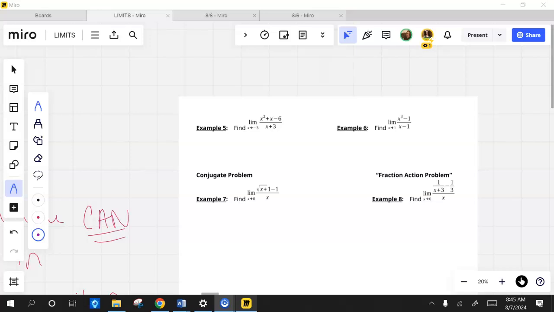The problem with plugging in at this point, there's 0 on the bottom. I cannot plug in at this point, so I have to start thinking, oh my gosh, what can I do? Factor it. This is an easy factor. There's no leading coefficient. We will fill stuff in, but after we factor. So how does the top factor? And then what happens? So really, I've got the limit as x approaches negative 3 of x minus 2. Can you plug in now? Yes, you can.